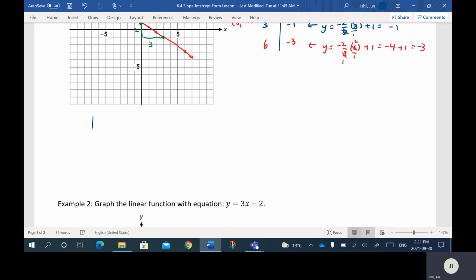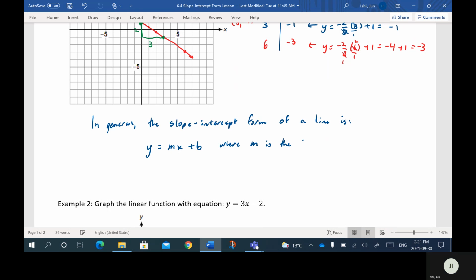So in general, the slope intercept form of a line is, and you're going to hear this a lot, y equals mx plus b, all right, where m is the slope and b is the y-intercept.